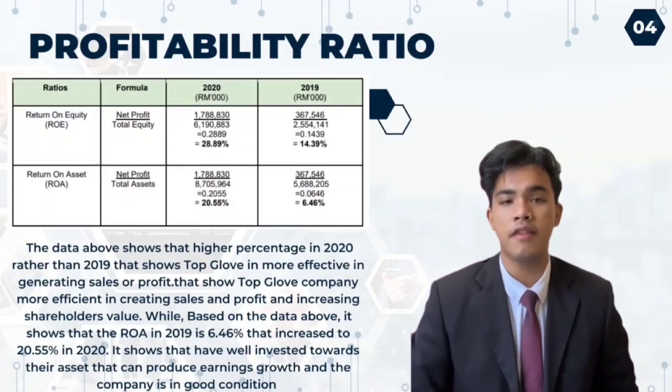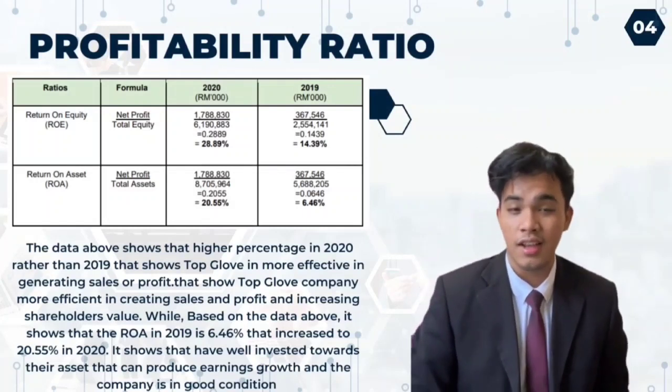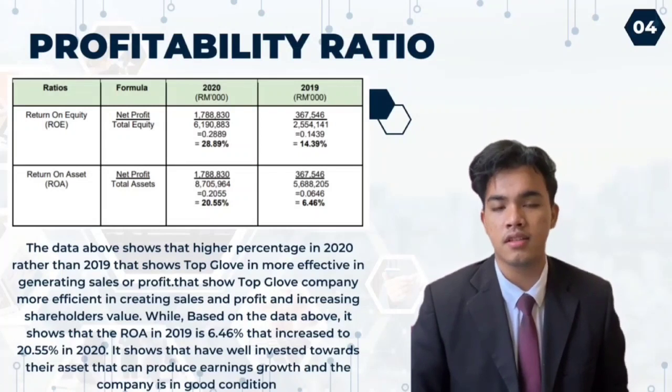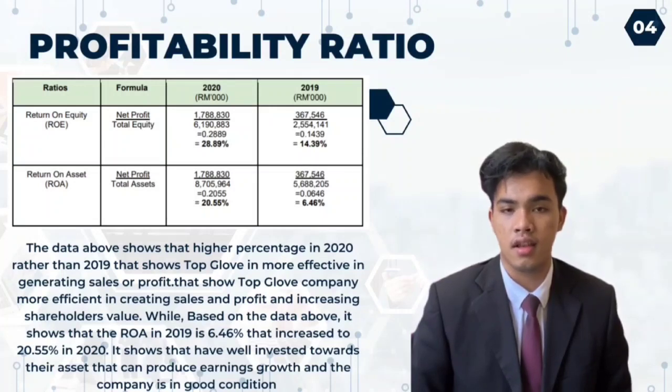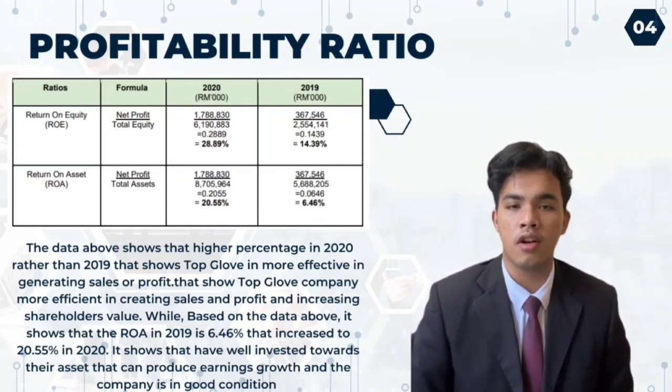Profitability ratio can be defined as the ability of companies to earn profit from their sales or operations. There are two figures in this ratio, which are ROE, return on equity, and return on assets. Firstly, return on equity. To calculate return on equity, the net profit of Top Glove is divided by total equity. For 2019, the net profit of Top Glove was 367,546, divided by total equity, which is 2,554,141, then we get the answer of 14.39%.